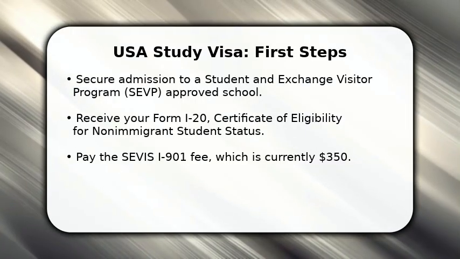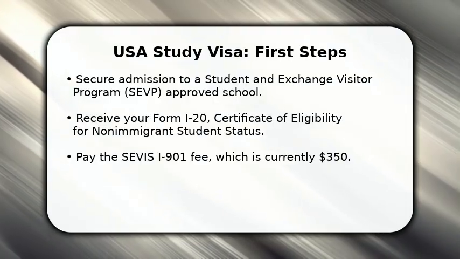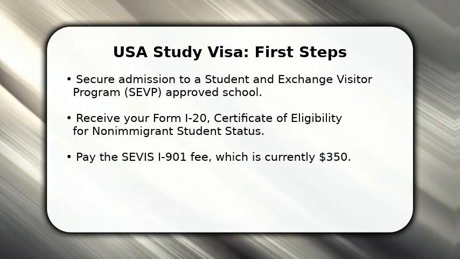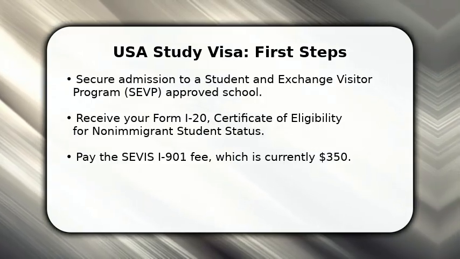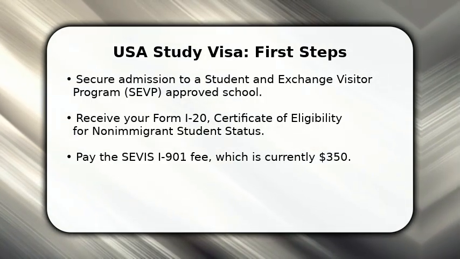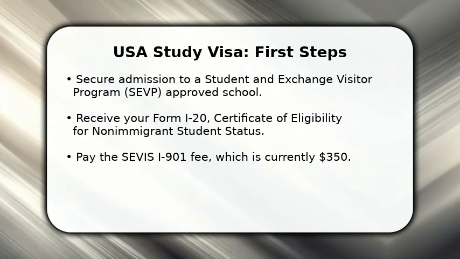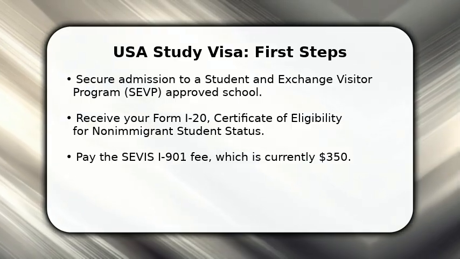In this video, I will explain how to apply for a USA study visa at home. First, you need to gain acceptance from a Student and Exchange Visitor Program approved school. Once accepted, the school will issue you a Form I-20. This crucial document confirms your enrollment.